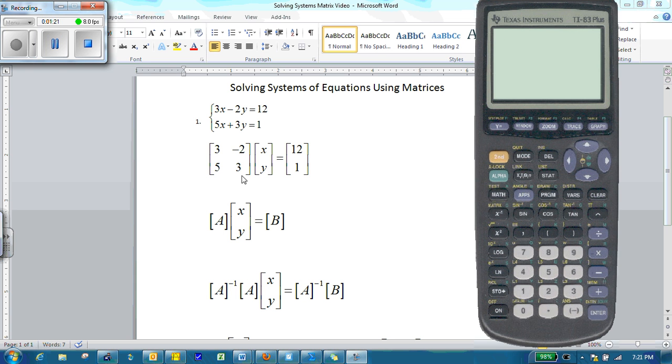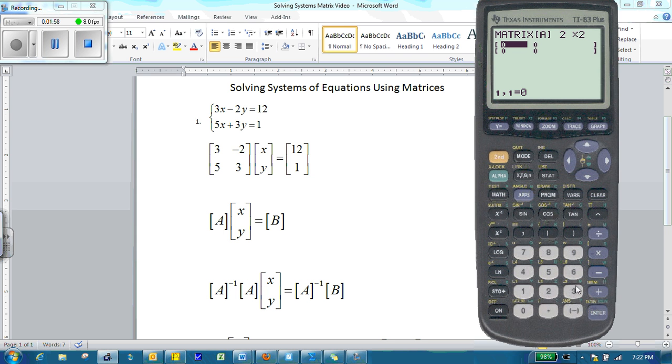Next thing we're going to do is enter this matrix into our calculator, as well as this matrix. And we're going to call this first matrix of coefficients matrix A. So on our calculators, we can go to second matrix, and we can go over to edit matrix A. So we're going to hit enter, and then we need to give the dimensions. This is a 2-row by 2-column matrix. So if we enter that, we have 2 by 2, and the calculator gives us our rows and our columns.